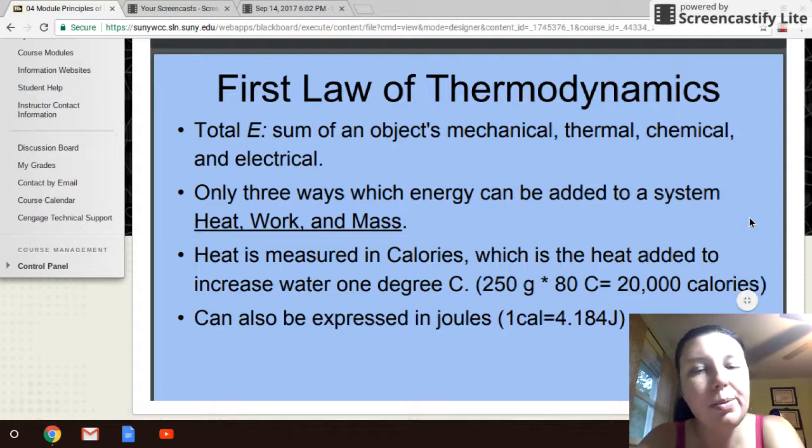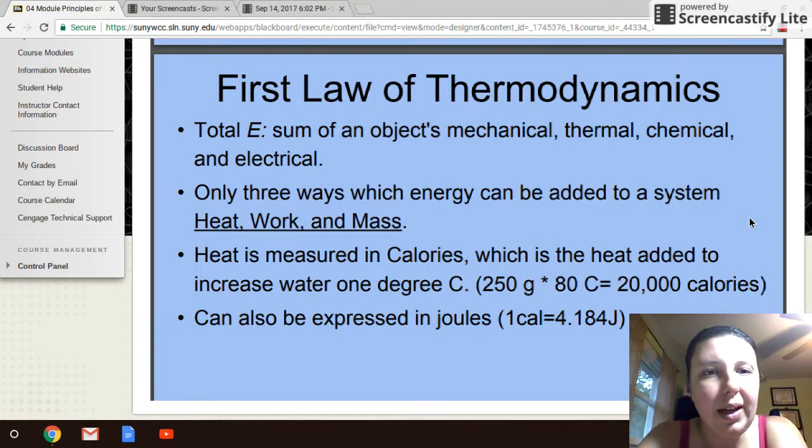Hello, welcome to Module 4, Part 2. And so we're going to talk briefly about the first law of thermodynamics, talk a little bit about temperature, phase change, and then the second and third laws of thermodynamics.